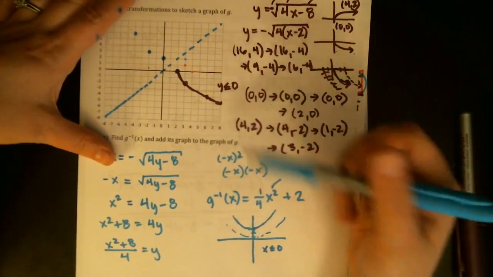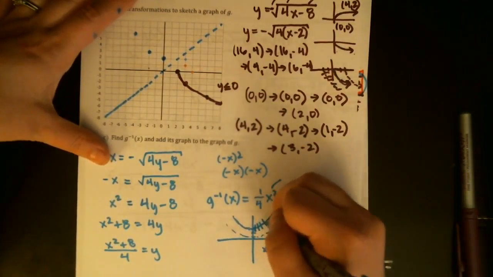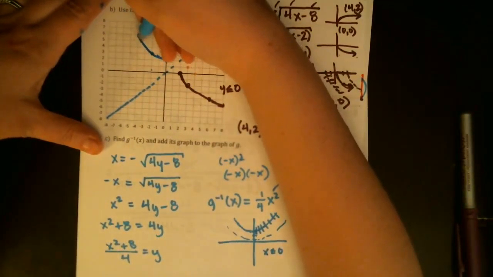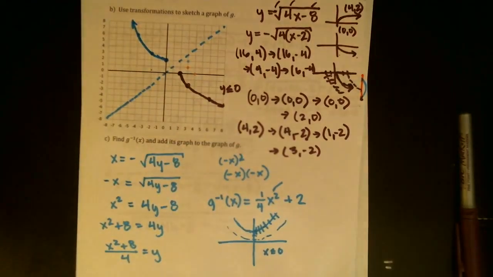Always, domain and range switch, x and y switch, so domain and range switch. So we want to get rid of this. So what we're getting is half of a parabola. Looks like that. Okay, I think that's it for this one.